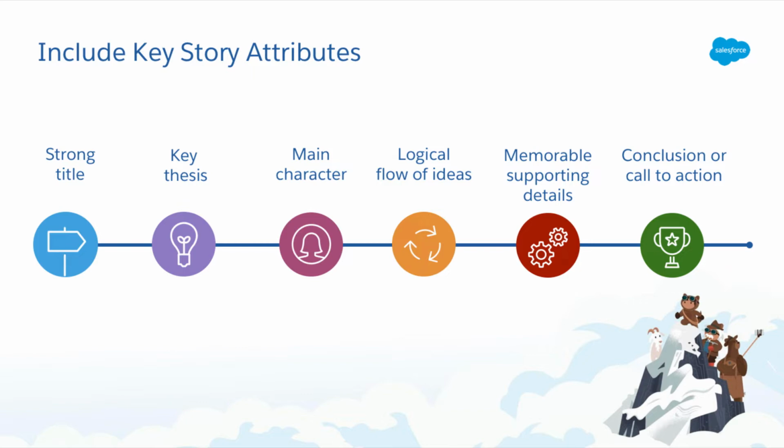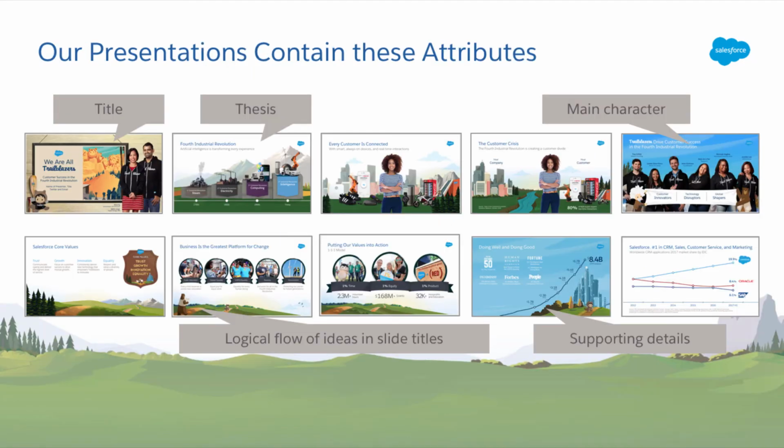Now, these are your key story attributes, and I just wanted to show you what that looks like when we do it at Salesforce. This is a sneak peek into how we build our decks here at Salesforce, and this is one of our keynotes from the past. You can see we've got our title, we have our thesis about the fourth industrial revolution, we have our main characters, our trailblazers, we have this logical flow of ideas that we're explaining, and we have supporting details and facts and numbers.